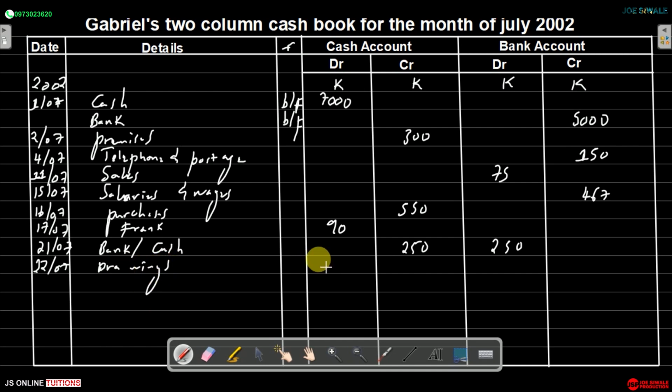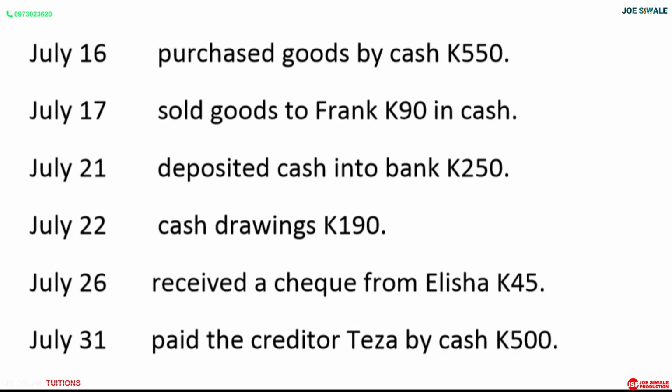And we're going to credit that amount, which is 190. Then on the 26th of July, received a check from Elisha amounting to 45 kwacha.